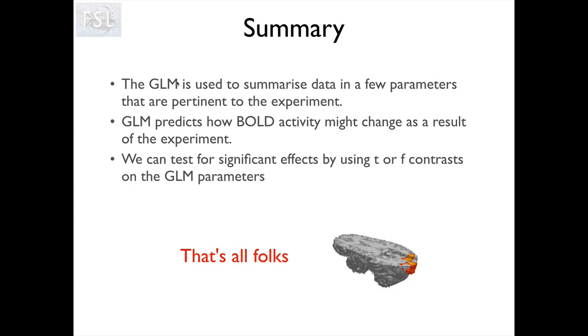Right. So, summary. The general linear model is used to summarize data in a few parameters that are pertinent to the experiment. The general linear model predicts how the BOLD activity might change as a result of the experiment. And we can look for significant effects or differences by using T or F contrasts on the GLM parameters. This summarizes the first part of the talk, and tune in soon again to listen to the second part of the talk, where we're going to talk about the null hypothesis and the multiple comparison problem.